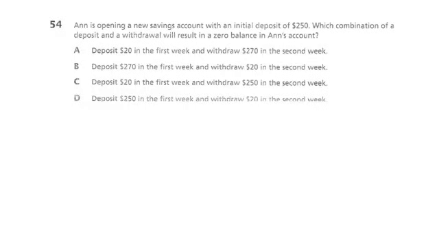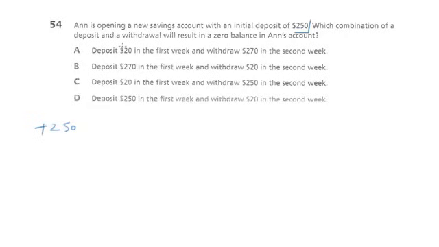Okay, next we've got 54. For question number 54, we're told Anne is opening a new savings account with an initial deposit of $250. Which combination of a deposit and a withdrawal will result in a 0 balance on her account? So she's opening a new savings account. She deposits $250. Okay, so that's everything up to here.